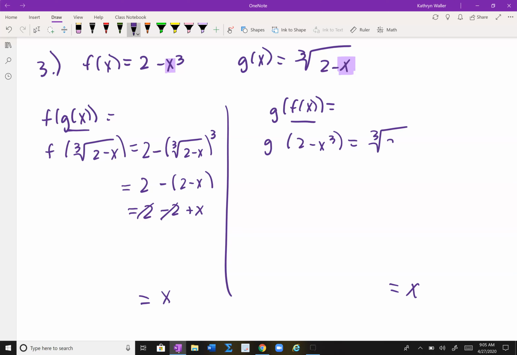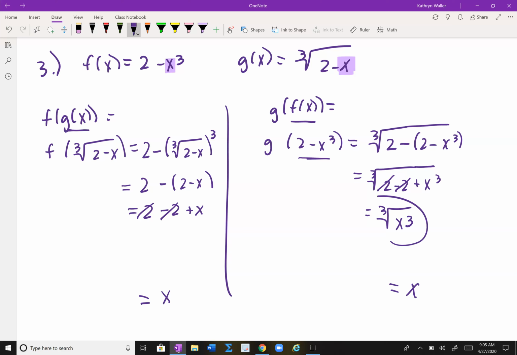So it's a cube root of 2, and then a negative, and then again, you have to have parentheses right there because the negative affects all of the x, which is this. Now you distribute, so it's 2 minus 2 plus x to the third. 2 minus 2 is a 0. So now I have the cube root of x to the third, and that gives me an x.